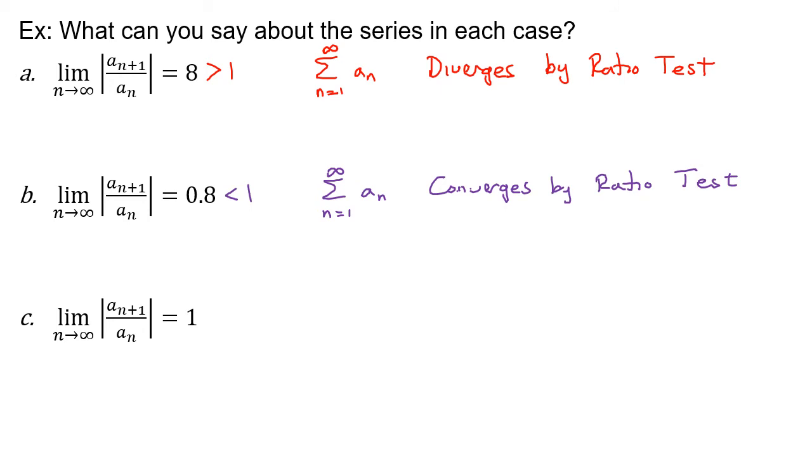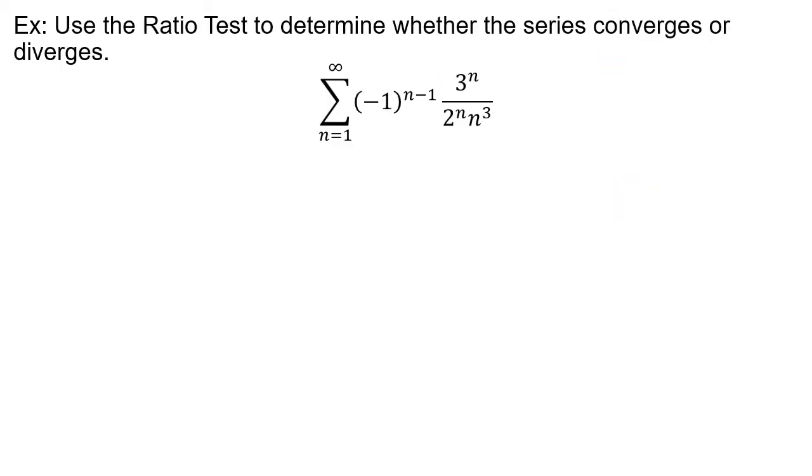And then part C, the fact that it's equal to 1. When you're testing and it comes out to be exactly equal to 1, what you can say is absolutely nothing. It is inconclusive, so I could not tell you if that series converges either absolutely or conditionally or diverges. I can't tell you anything about that series if it comes out exactly equal to 1.